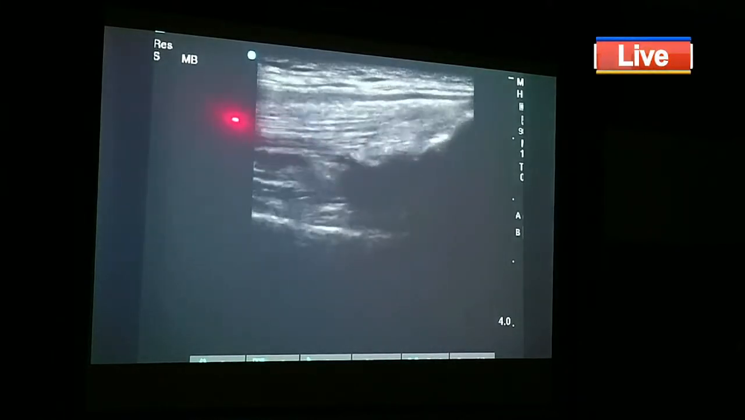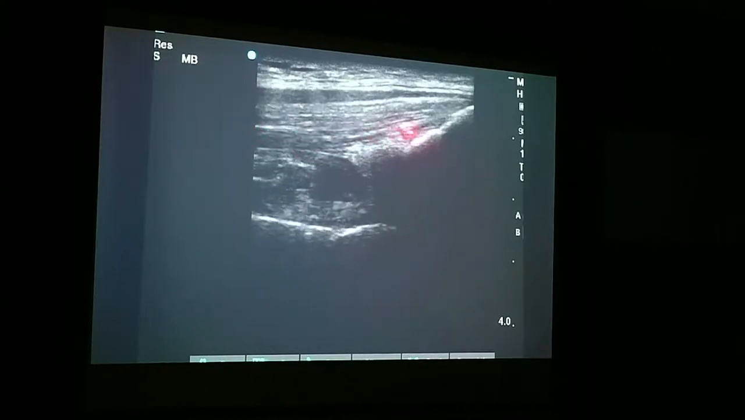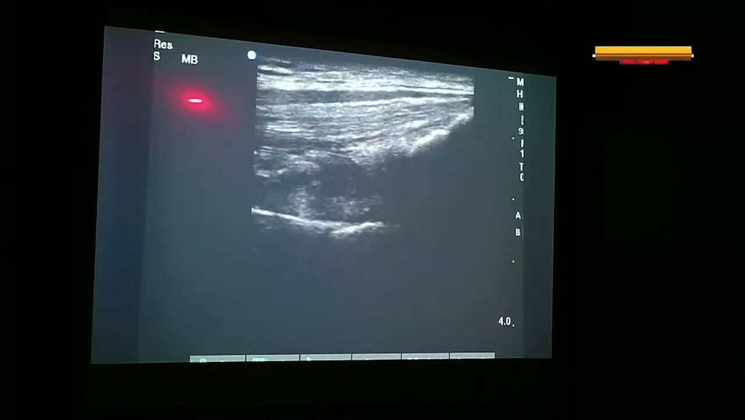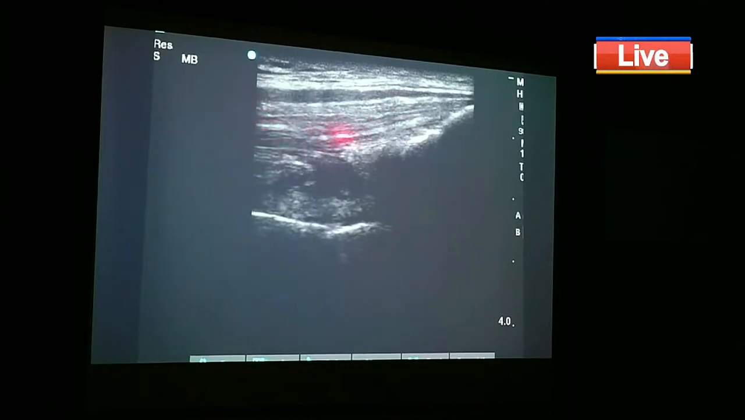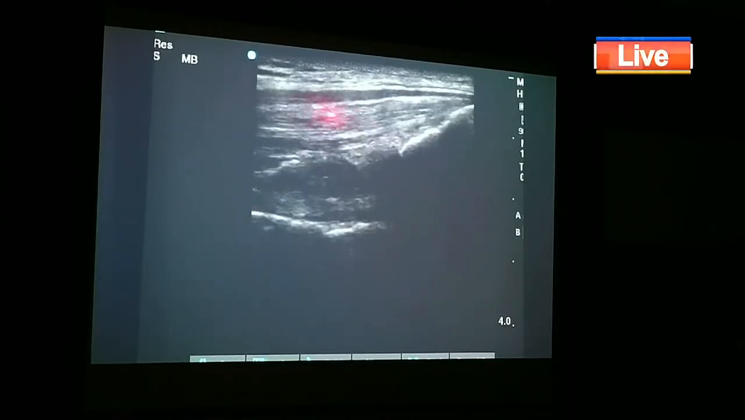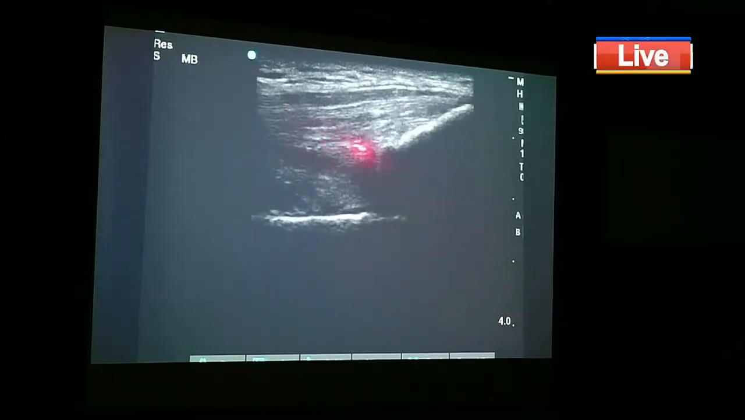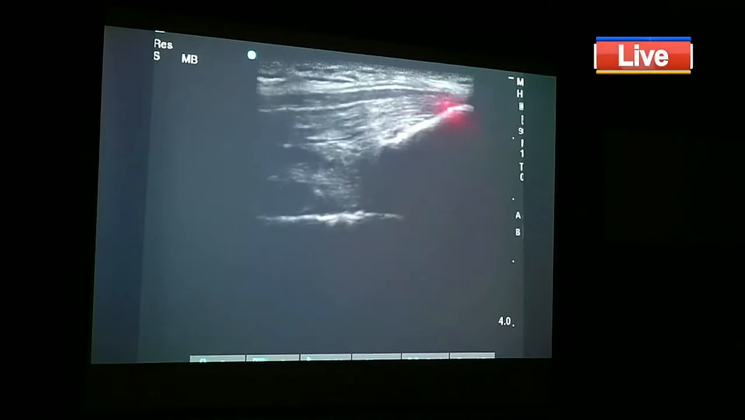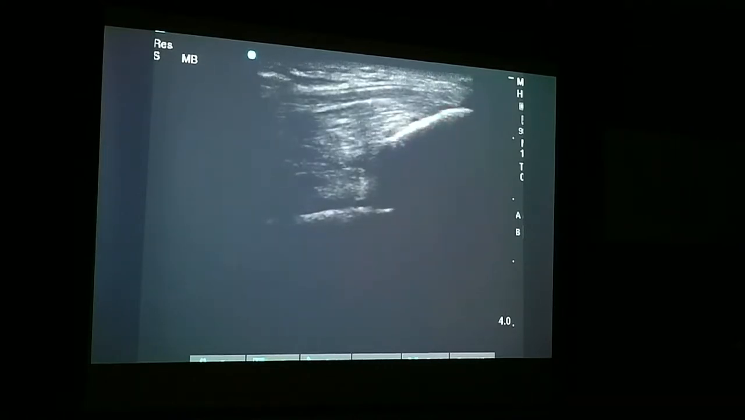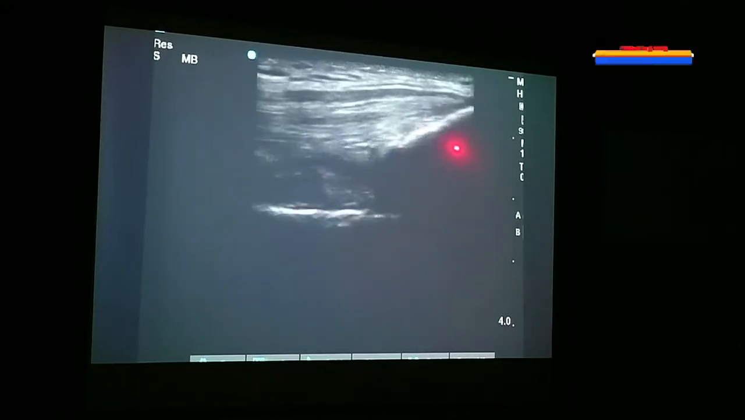Any guesses what is this fibrillar structure coming up? Easy guess, guys. What is this structure? Very good. Come on. So it is the quadriceps tendon which is going down, and then the patella is a bone, a sesamoid bone, in between this tendon.